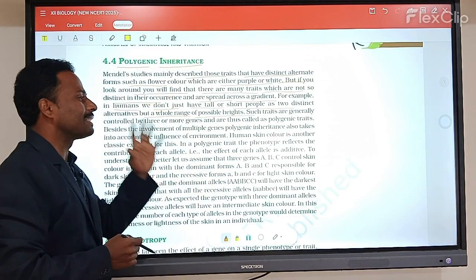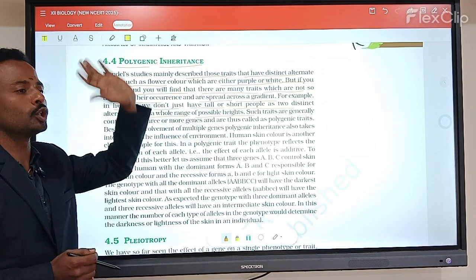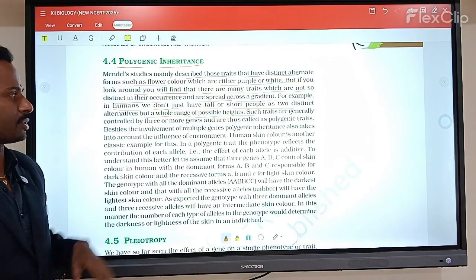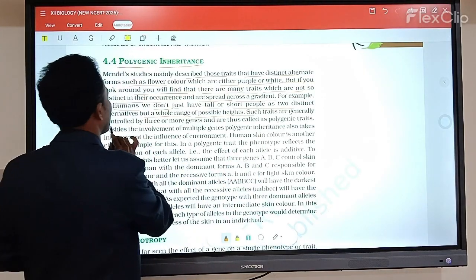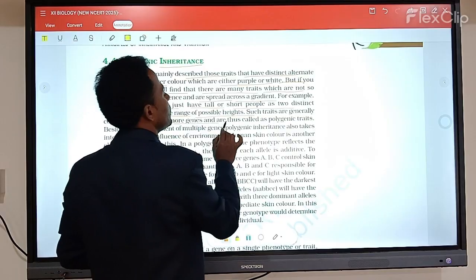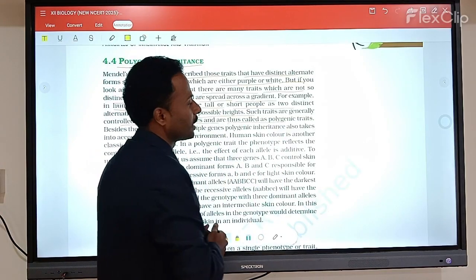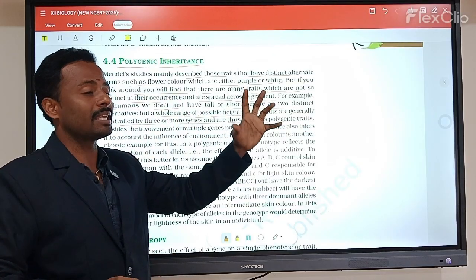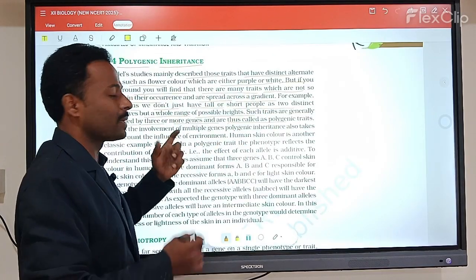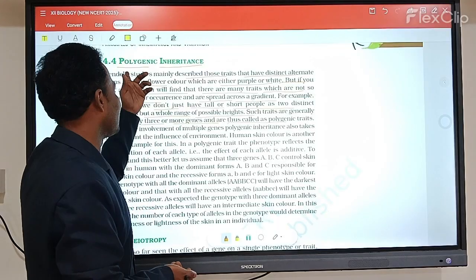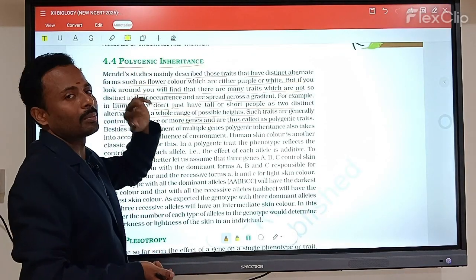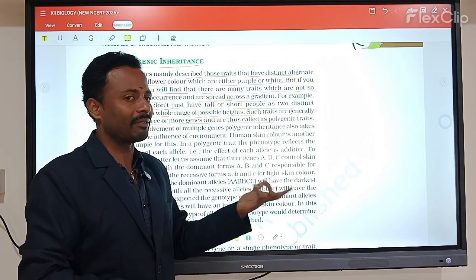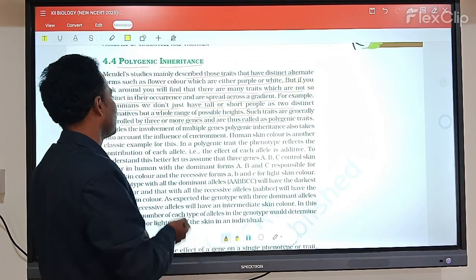So when you observe different people, they are short and tall, and the different variation they show depends upon gene variations. Okay, such traits are generally controlled by three or more genes, and this is called polygenic inheritance. It means that more than one or three genes are affected so that the character is expressed, that is called polygenic. Poly means what? Many. Genes means what? Genes. So when more than two or three genes are involved, that is called polygenic inheritance.